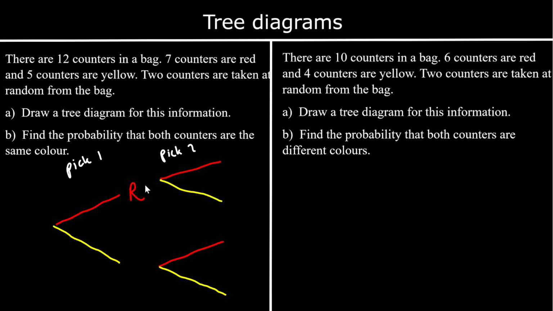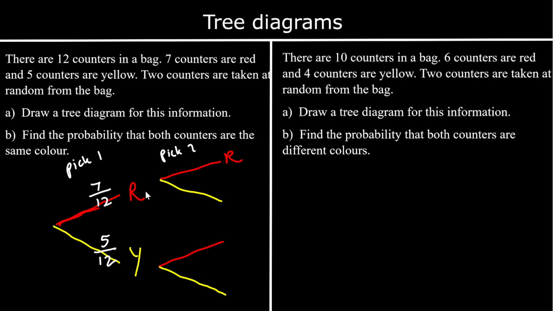So if there are 12 counters in the bag, 7 red and 5 yellow, the chance of getting a red the first time, there are 7 red out of 12 in total, that's 7/12. The chance of getting a yellow for the first pick is 5/12. If we took out a red for the first pick, if we went up this branch here, there are now only 11 counters left in the bag, and only 6 of them are red.